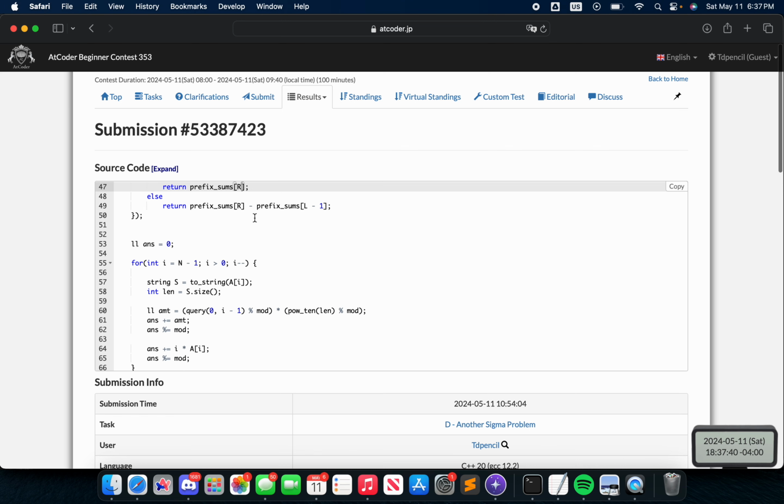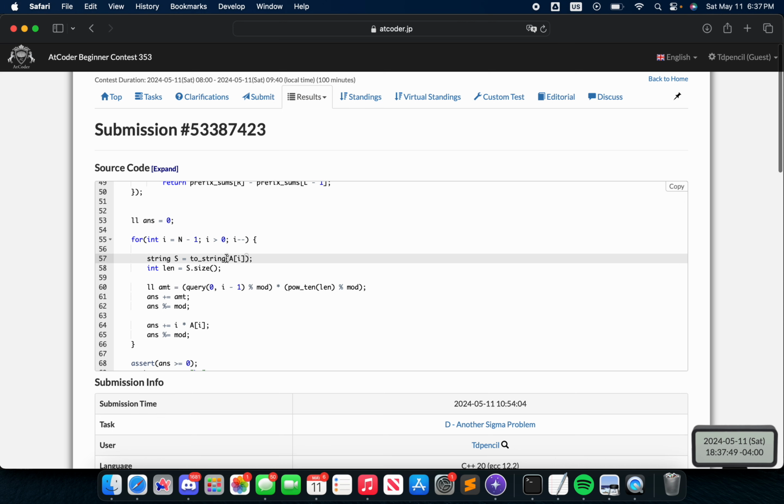Okay, anyway, so basically I'm starting from n-1 to any value greater than 0. So i is greater than 0. And I'm putting this into a string. So for example, 314, I'm putting 14 into a string. The length was however long that is. So 14, the length is 2. And then the amount is equal to the prefix sum of 0 to i minus 1.